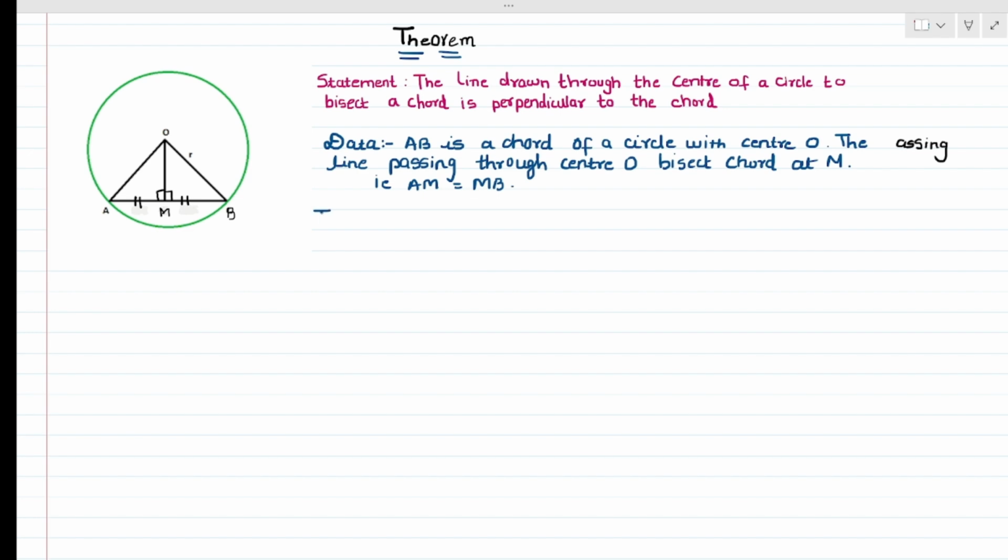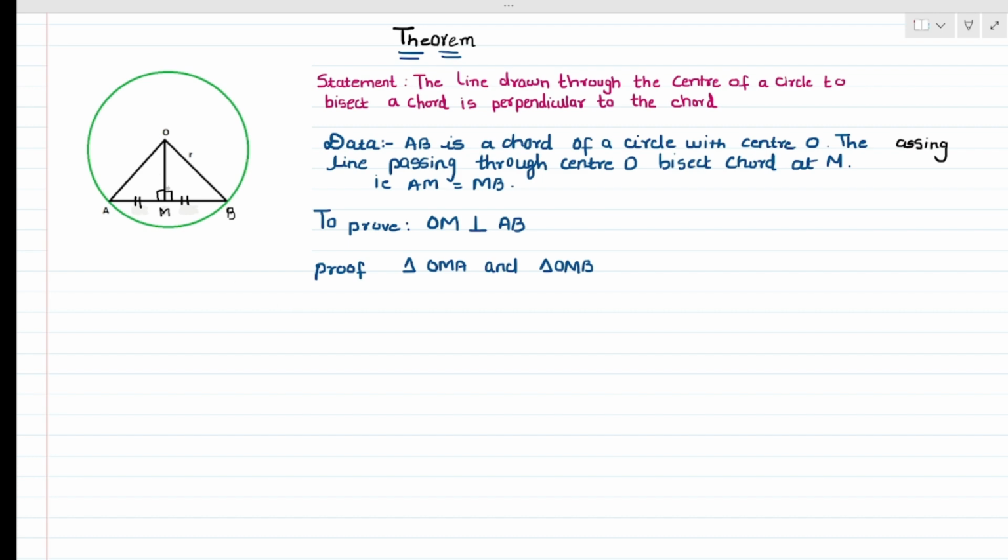Now comes the to prove. Here we need to prove that OM is perpendicular to AB. Let's start with the proof. We are taking two triangles, triangle OMA and triangle OMB.